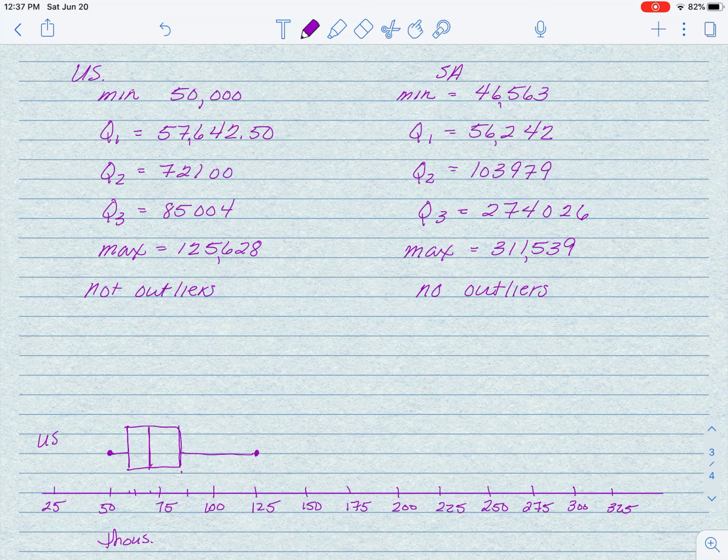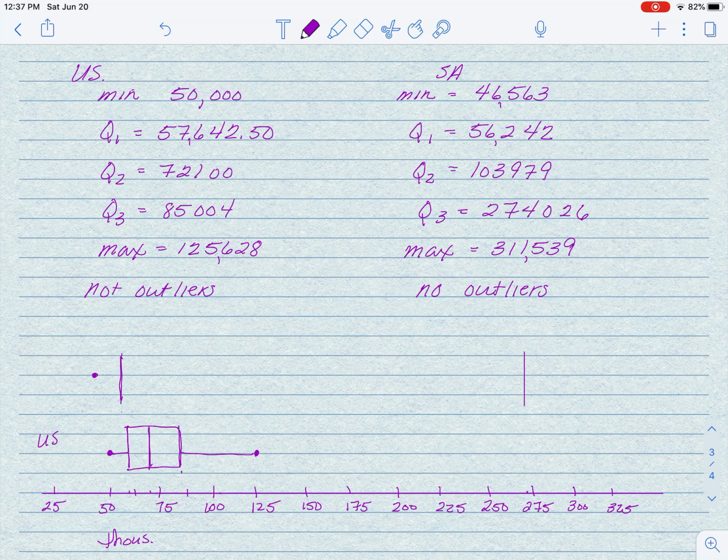Okay. Now above that, we're going to do the one for South America. So South America starts at 46, so a little bit below the 50,000. And then the first Q1 is 56. And what was that one? 57, so pretty close to this one. Okay. And then 103 is Q2. Let's do Q3, 274. Ooh, that's way up here. 274, that's way over here.